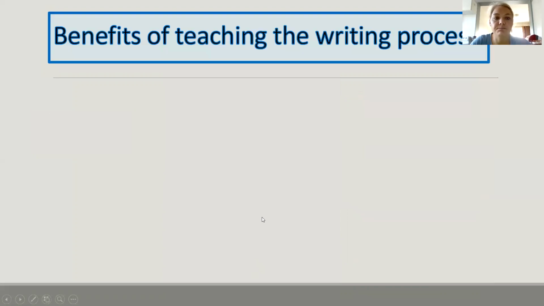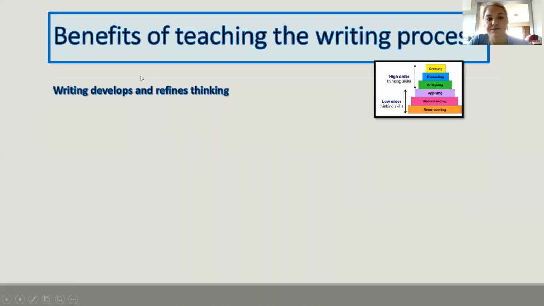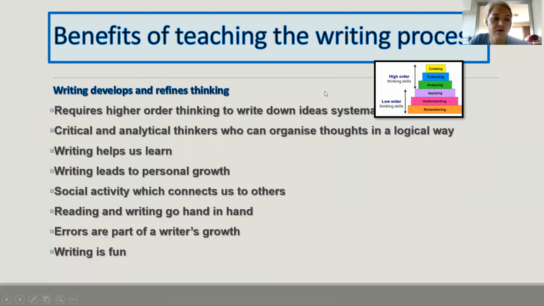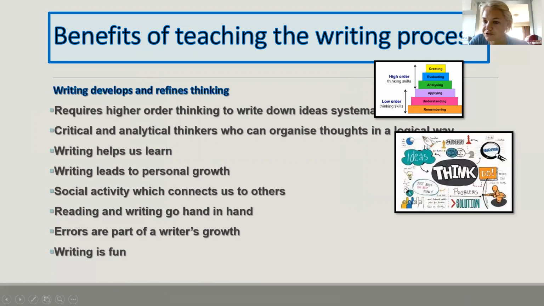And then we will look at the benefits of teaching the writing process. So writing develops and refines thinking, especially if we look at Bloom's taxonomy, low order thinking skills, and then moving up to high order thinking skills. It also promotes critical and analytical thinking. We need to think about creative ideas. We need to find new strategies to address maybe problems or situations and improve our world, maybe doing good when the world is so upside down, okay?